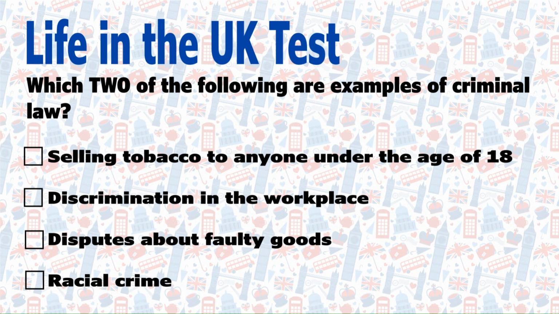Which two of the following are examples of criminal law? Selling tobacco to anyone under the age of 18. Discrimination in the workplace. Disputes about faulty goods. Racial crime. Selling tobacco to anyone under the age of 18 and racial crime. Examples of criminal laws are carrying a weapon, selling or buying illegal drugs, racial crime, selling tobacco, smoking in public places, buying alcohol, drinking in public.